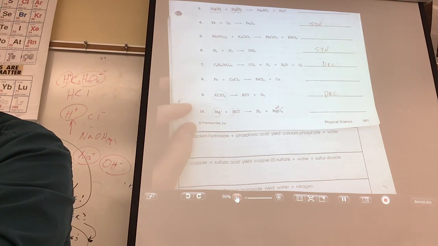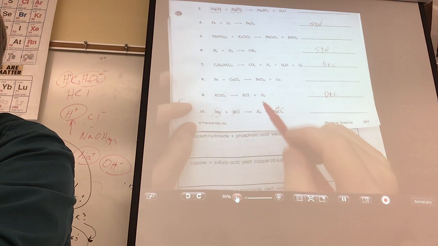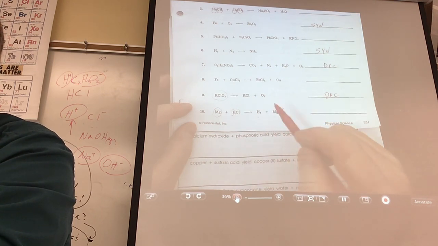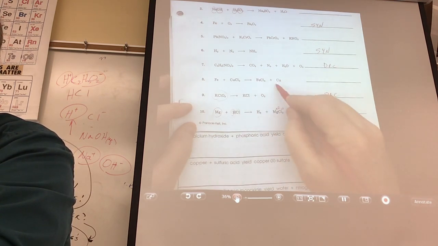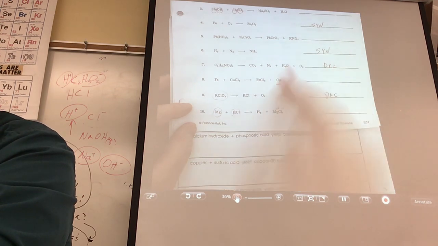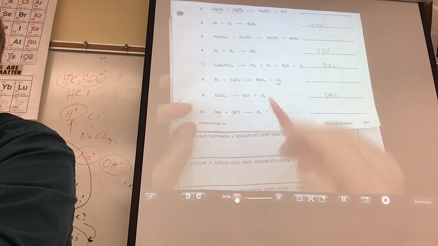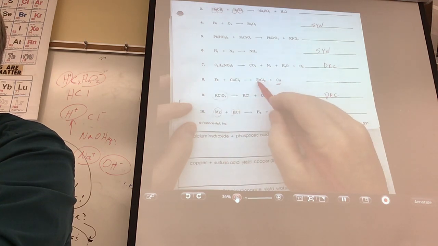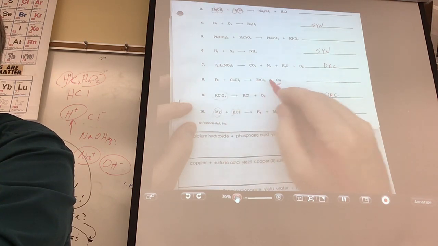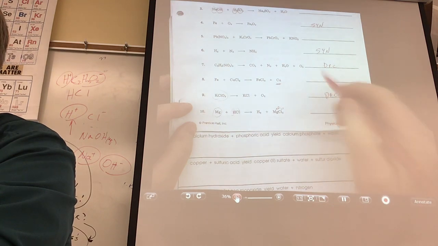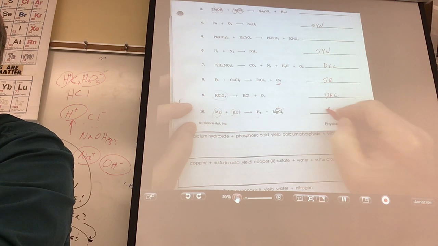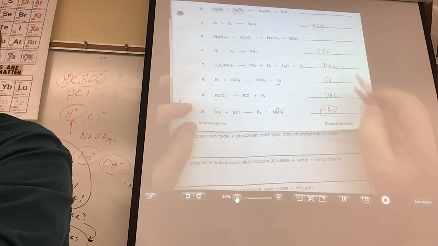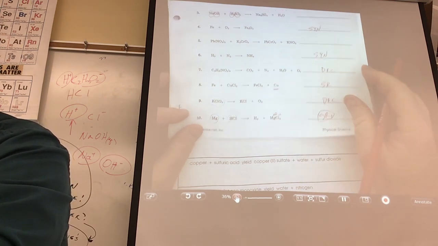Is there another one? Another single, Madison? Let's look at 8. Madison, who is iron kicking out? Yes, look, copper got kicked out, and so metals like to kick out metals, don't they? And then this right here is going to form iron 2 chloride. And there we go. So this is also single replacement. There we go. Okay, what do you think?